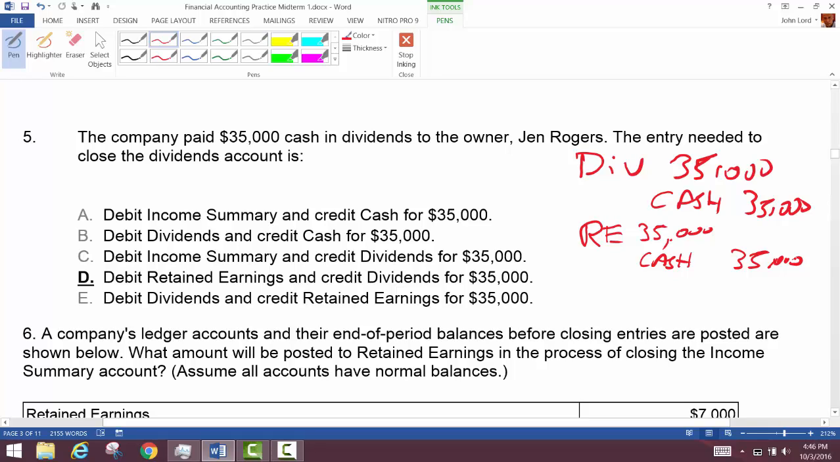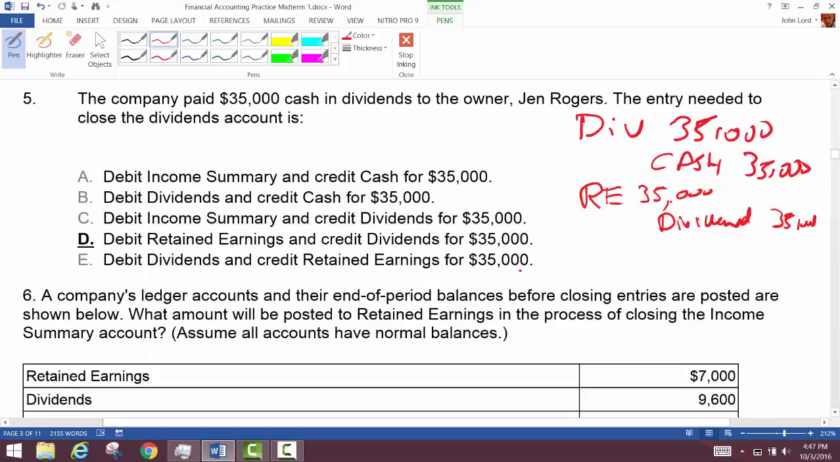Now, if you're still sitting there saying, how did he know to debit that? How did he know to credit that? We have a problem. We've got to know that by now, right? Sorry, not cash. What am I doing? I'm crediting the dividend to close that. Sorry, guys. Just trying to close the dividend account. I close that out to retained earnings.